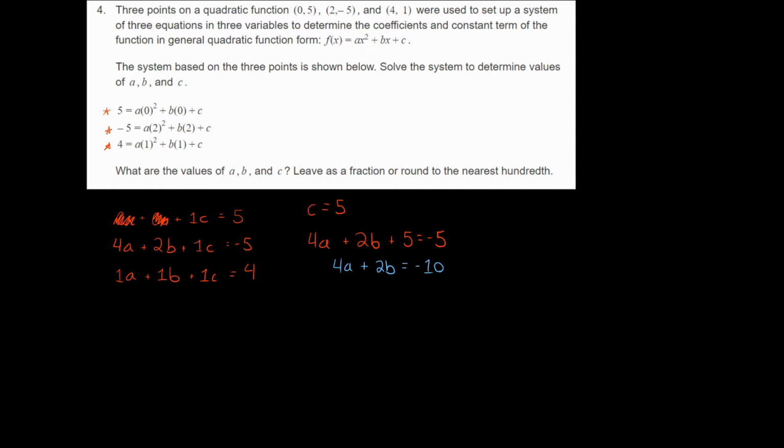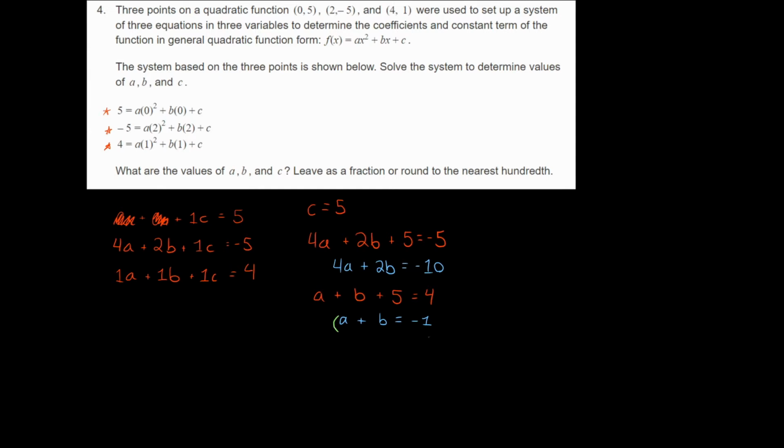Let's go back to red and tackle the third one. So we've got 1A plus 1B plus 1C, which we know is 5, so we can write this as A plus B plus 5 equals 4. And just like the previous equation, we can get the constants on the same side. We'll have A plus B equals 4 minus 5. That's going to be -1. So now I have a system of 2 variables and 2 equations, so I can use either substitution or elimination. I think I'm just going to go for elimination in this case.